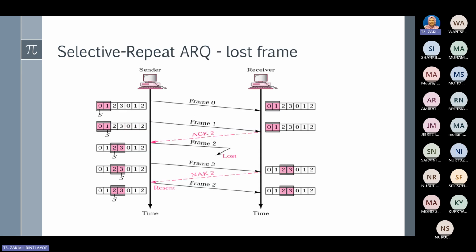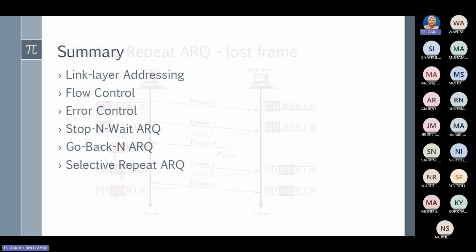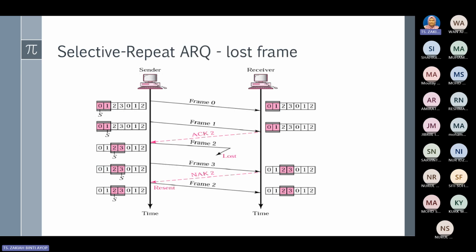Now, for selective repeat ARQ, the size of the window is 2 power of m divided by 2. I didn't go through it in detail because you can just read it, as this is part of the degree. Remember, the sequence here is 1, 2, 3, 4.